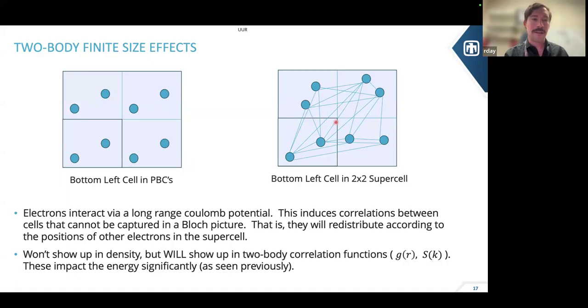This is why we do QMC, to capture this kind of thing. And if everything's converged correctly, this won't show up in the density. This won't show up in any properties that are single particle and resolvable in the unit cell, but it will show up in two-body correlation functions. And basically, since our Coulomb interaction relies on these, you can actually pick up significant energy errors.